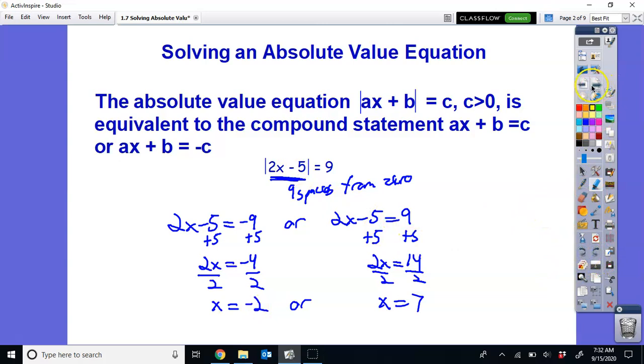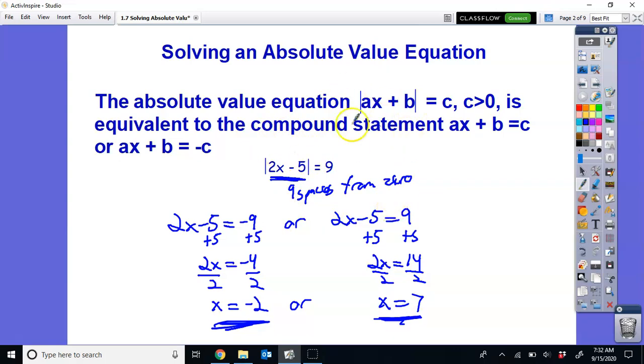Same thing on the 7. If I plug in the 7 up here, 7 times 2 is 14. 14 minus 5 is 9. The absolute value of 9 is 9. So what these numbers that I get down here are giving me is the answer that actually is 9 spaces from 0.